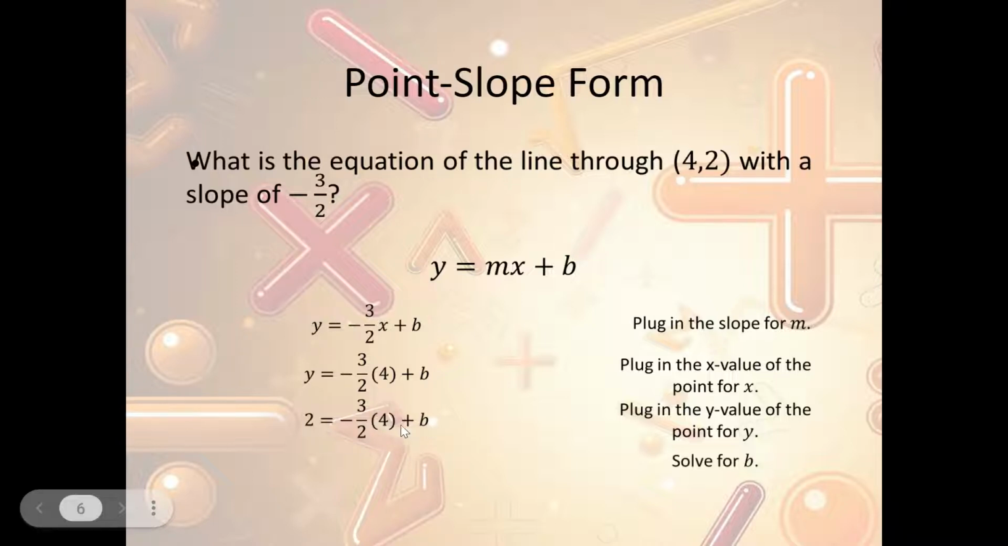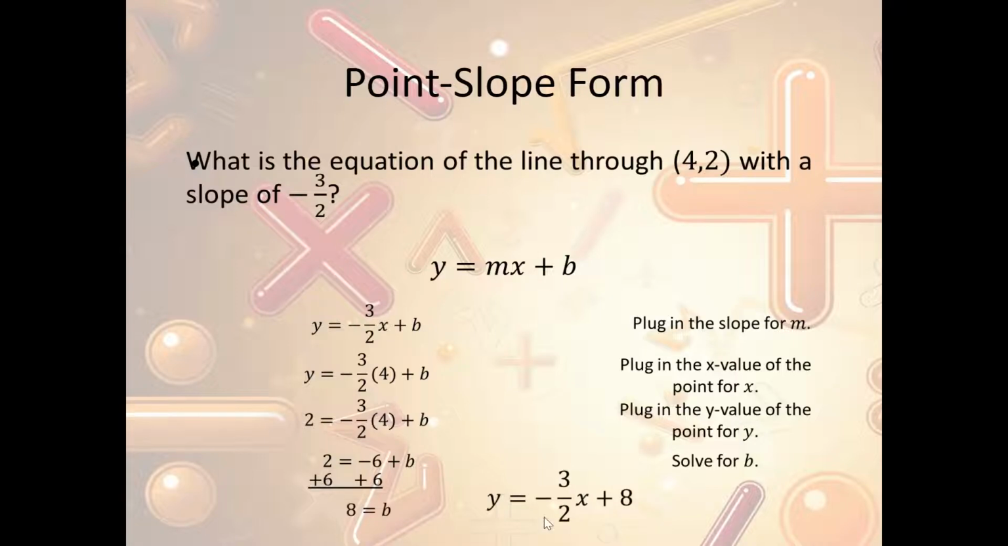Now we're going to go ahead and solve for b. So when we do this, we get -12/2, which is the same thing as -6. So 2 equals -6 plus b. We're going to add 6 to both sides to get rid of that 6, and we get 2 plus 6 is 8. So b is 8. Now we're going to plug that back in. So we get y equals, and we know that the slope is -3/2 times x, plus our y-intercept, which in this case is 8. So that goes there, and that's how we write the equation using point-slope form.